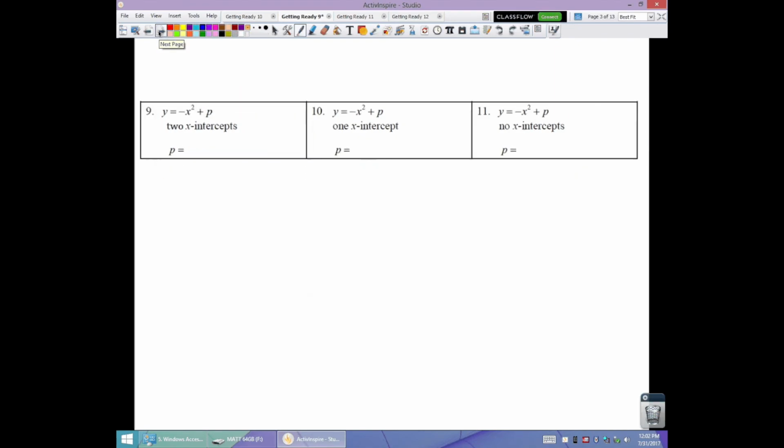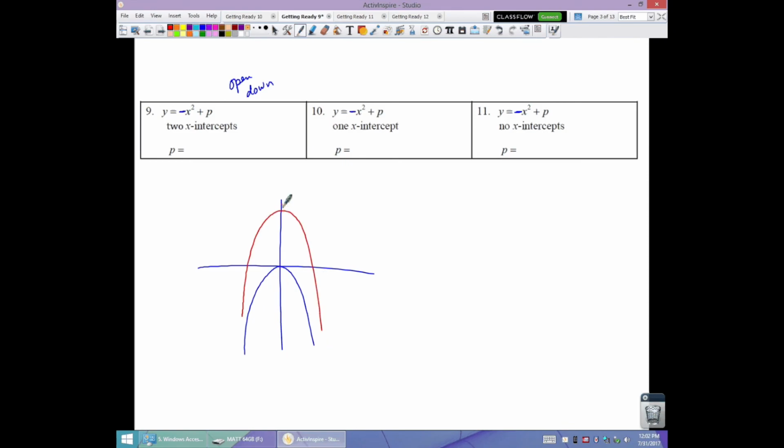Now, 9, 10, 11 look almost the same, but each of these has a negative sign in front of the x squared. And what that changes about our graph is it automatically makes it an open down, a parabola that, before we shift, looks like this. Now, where do we have to move that to have 2 x-intercepts? Well, it would have to move up here, and in order to shift this blue parabola up, we would have to put a positive value for p, anything positive.